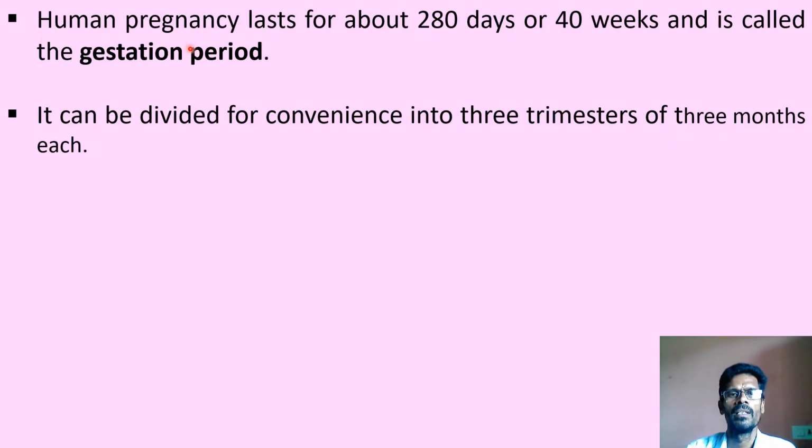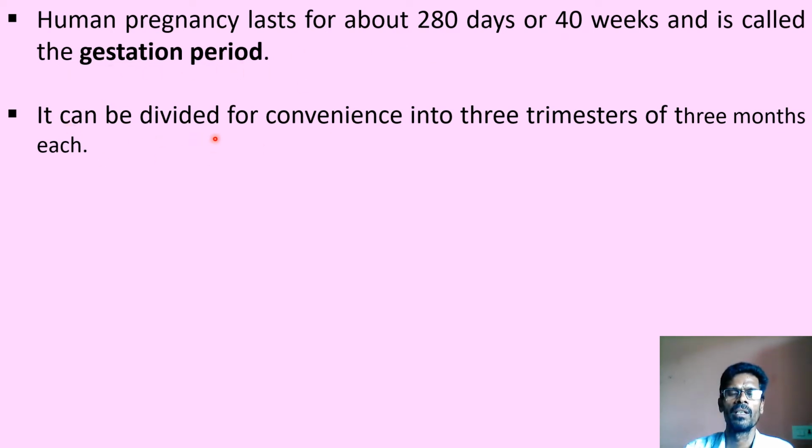Human pregnancy lasts for about 280 days or nearly 40 weeks. This 280 days or 40 weeks is known as the gestation period. You may get this question as a 1 mark question. The gestation period of human beings is 280 days or 40 weeks. By this time the embryo develops in the mother's womb, and that period is known as the gestation period.